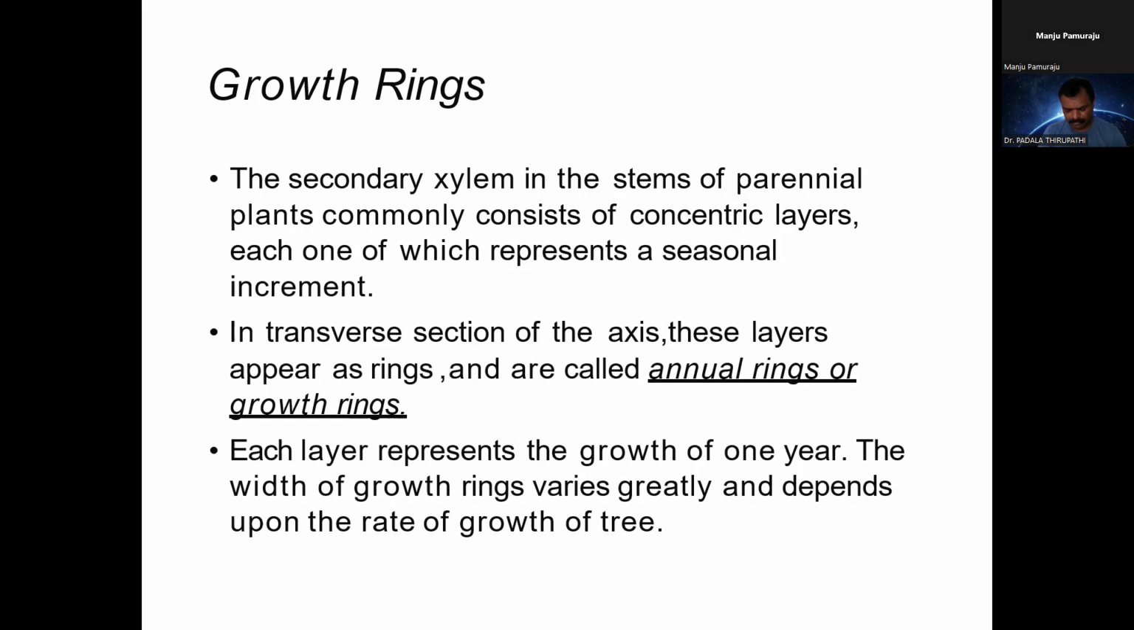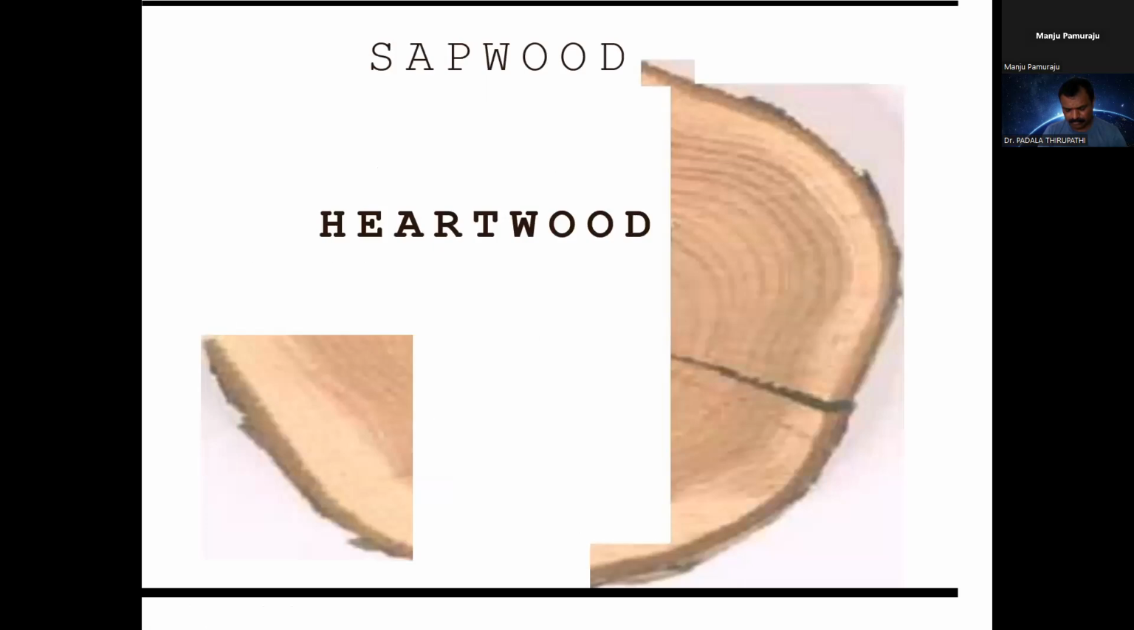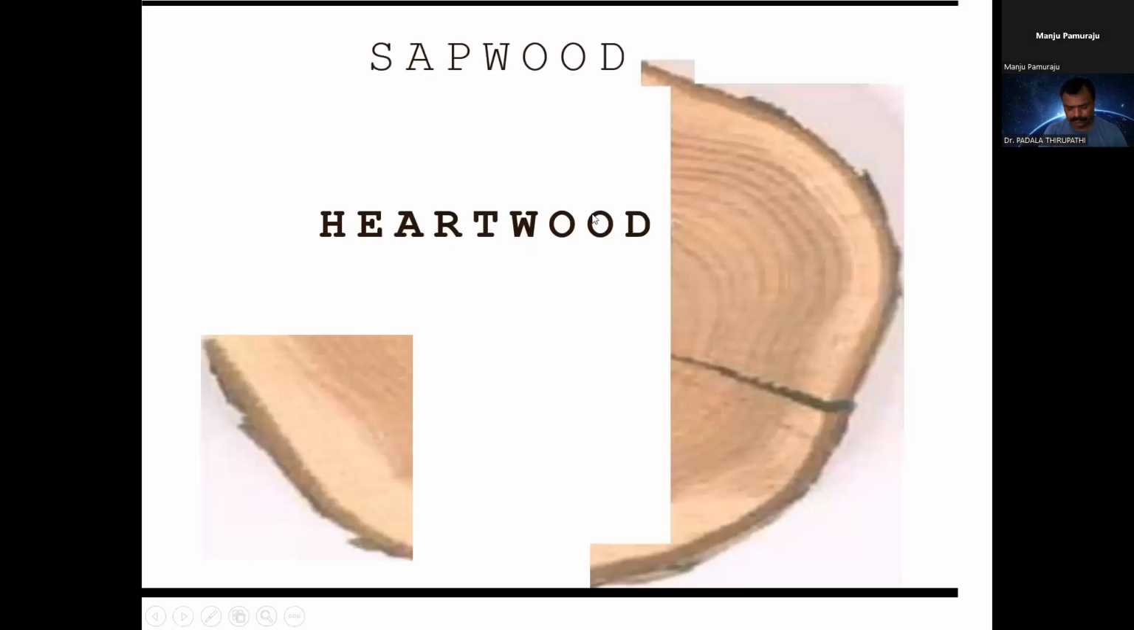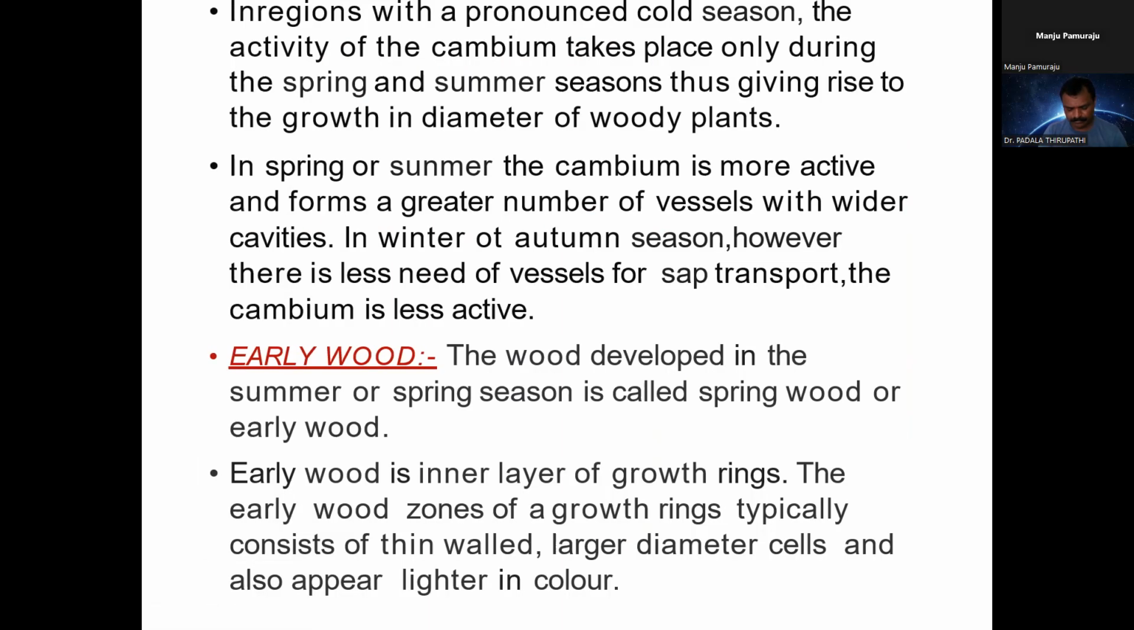Here again, when we observe this, some are dark colored and some are light colored, with dark colored ones also present in between. These are called sapwood and heartwood.